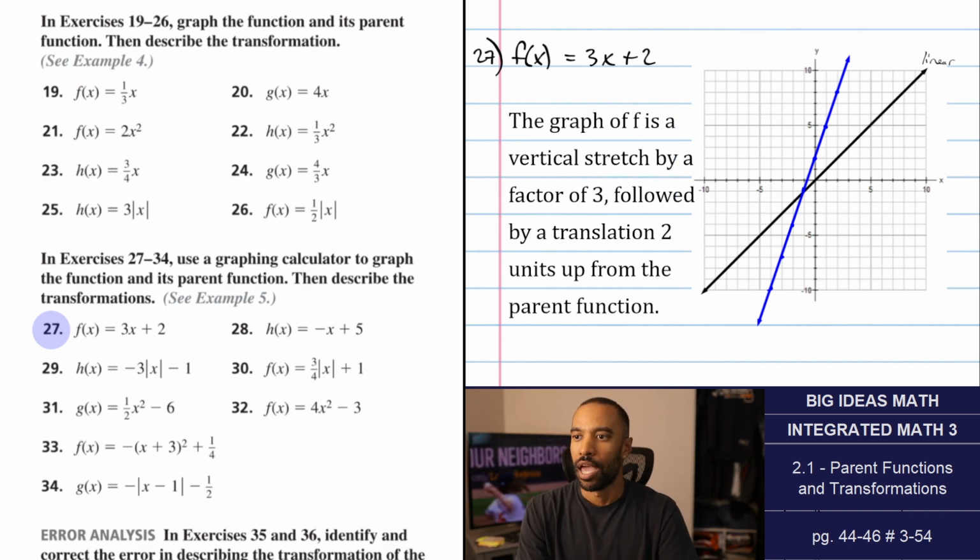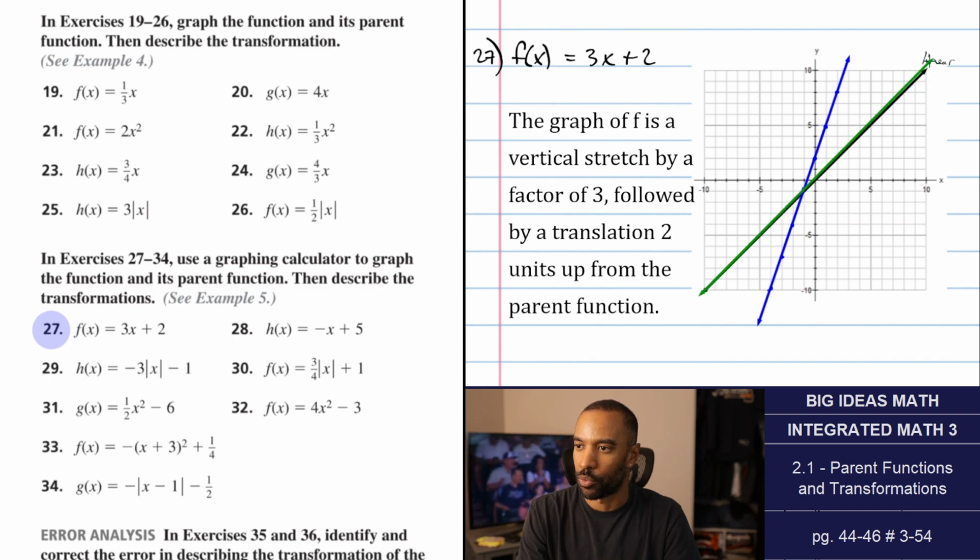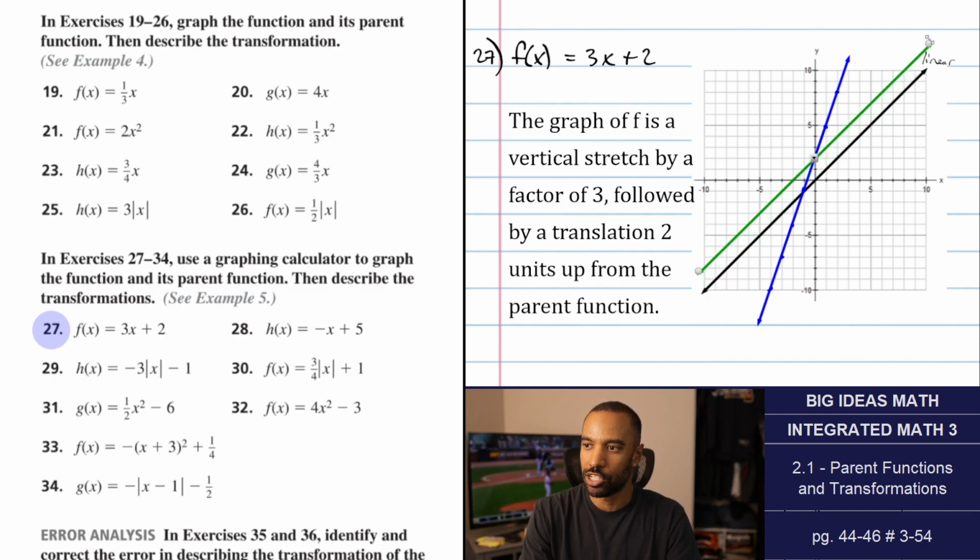It's not working. Okay, imagine I took this parent function that's in black. I'm going to make it green here. Imagine I took this parent function here, and I first did the translation. If I translated it 2 units up first, and then I did a vertical stretch of 3, then suddenly this 2 is going to be up at 6. Right? Because everything's got to be 3 times bigger.